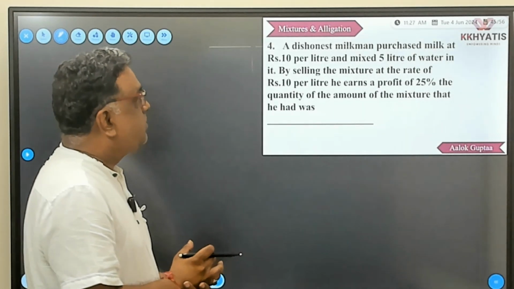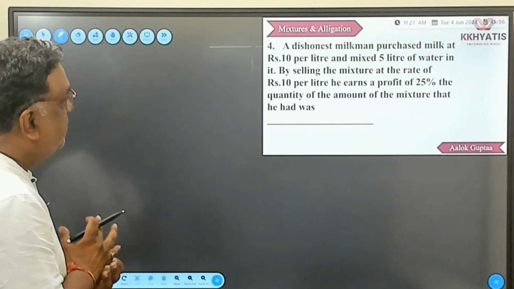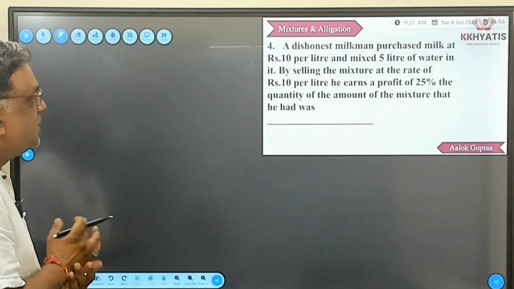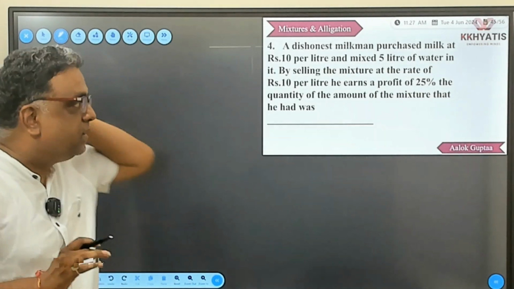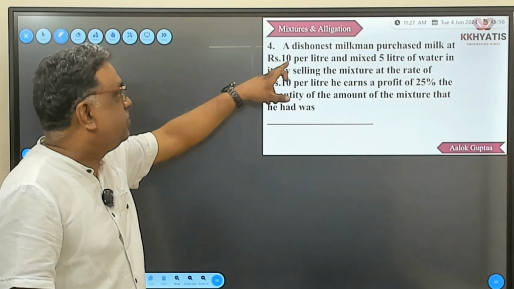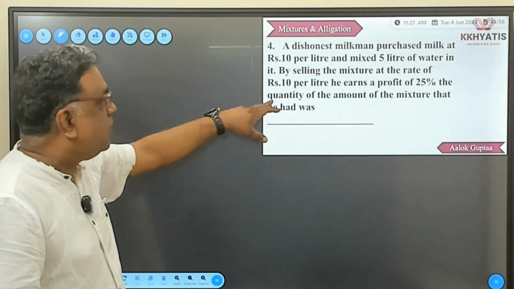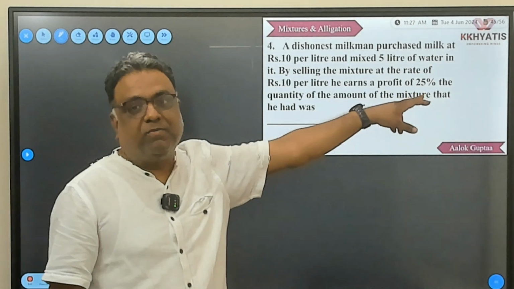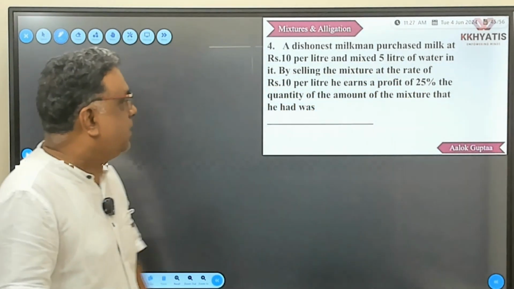A dishonest milkman purchased milk at rupees 10 per liter and mixed 5 liters of water in it. By selling the mixture at the rate of rupees 10 per liter, he earns a profit of 25%. Which means he bought the milk at 10 rupees per liter and he sold also at 10 rupees per liter. So how did he get the profit of 25%? The profit of 25% was purely because of adding 5 liters of water.